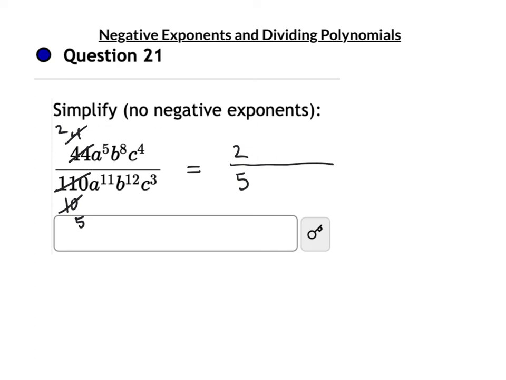Let's cancel our variables. 5 a's from each. They have 5 in common. There're 11 below. There're going to be 6 below. 8 and 12, I'll cancel 8 from each. There were 12 below. When I cancel 8 from each, there are going to be 4 left below. C cubed and c to the 4th, they have 3 in common, the smaller number. Cancel 3 from each. C to the 4th will have 1 left. C to the 1st, and c to the 1st is c. My answer then is 2c over 5, a to the 6th, b to the 4th.